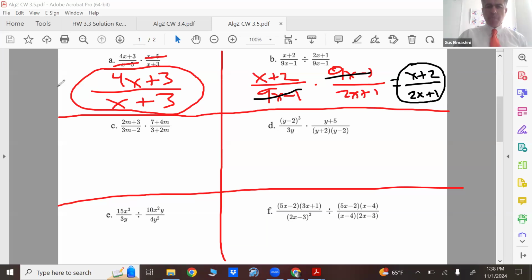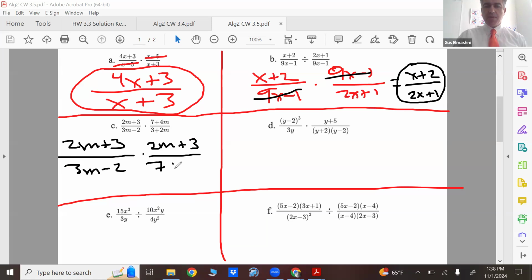Here for C. It's a little tricky, but you can actually cross these off, because the top becomes this, and the bottom is right here now.